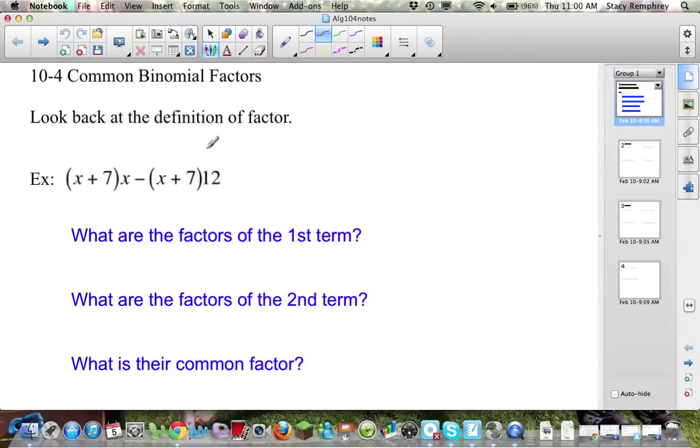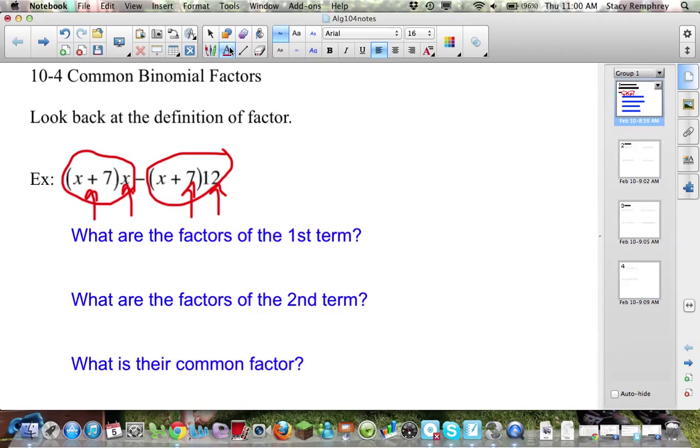This is a big expression, the whole thing here, but two main things are being, in this case, subtracted. This and this. Our goal is going to be to factor it. So the factors of the first term, this circle, are x plus 7 and x. What are the factors of the second term? x plus 7 and 12.